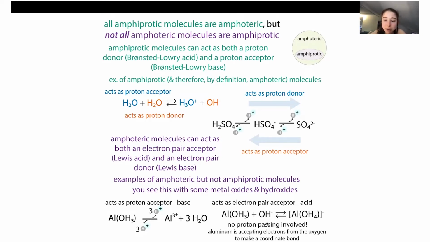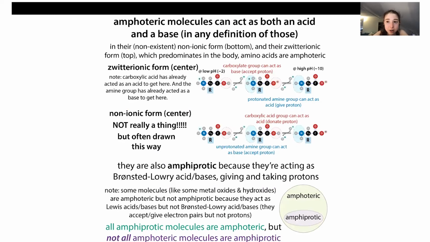If you react it with a base, now what can happen is that you get these complexes where this OH is just latching on here. The oxygen is using a lone pair of electrons to sneak into the aluminum's electron cloud through a coordinate bond, and you don't have any proton passing, but it's still acting as an acid because it's acting as a Lewis acid. But remember that amphoteric covers everything.